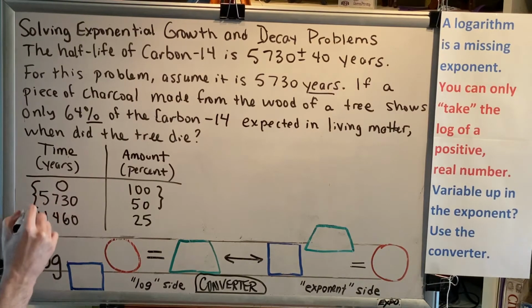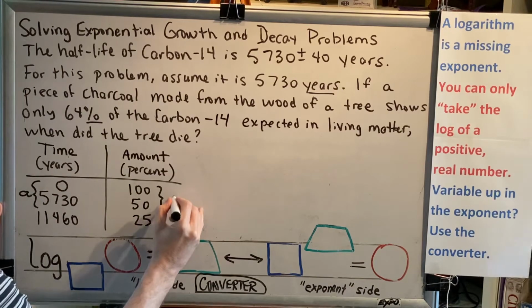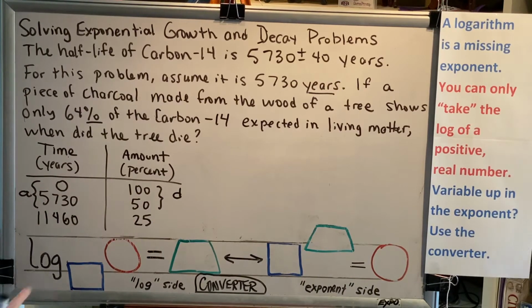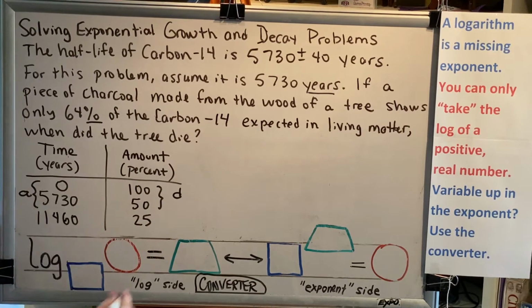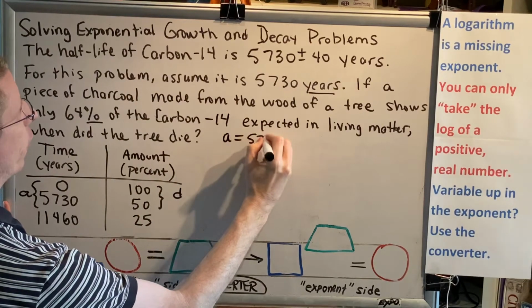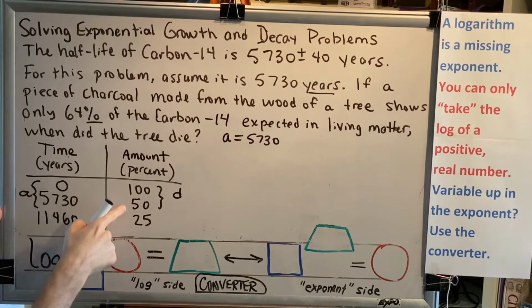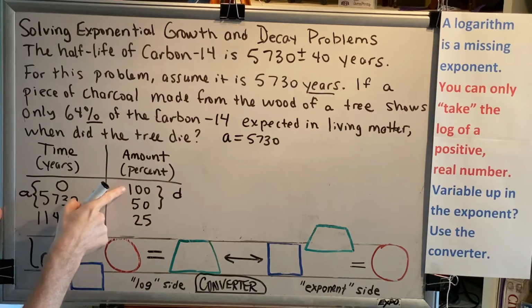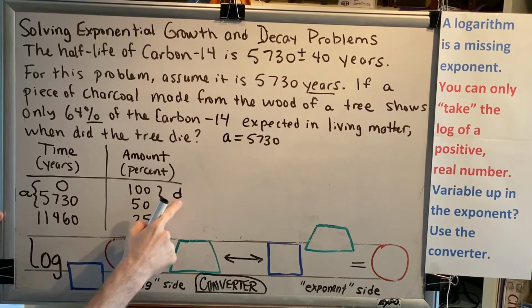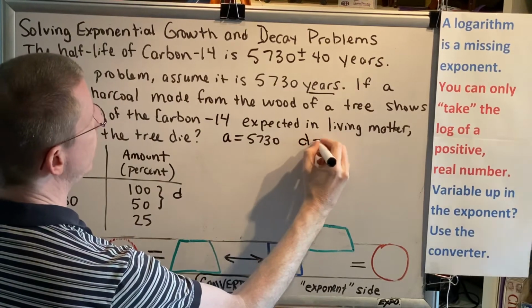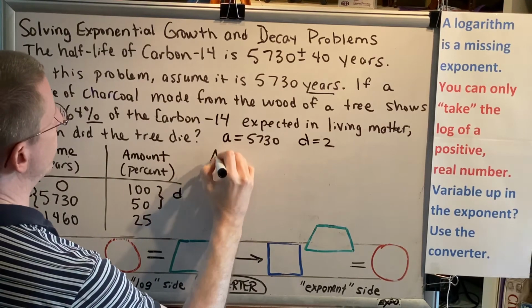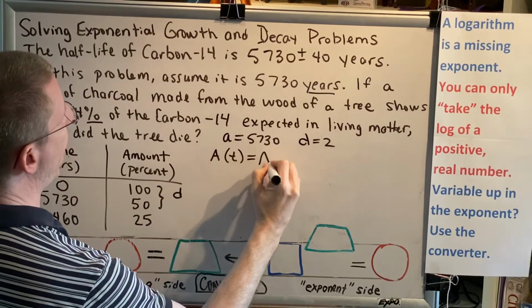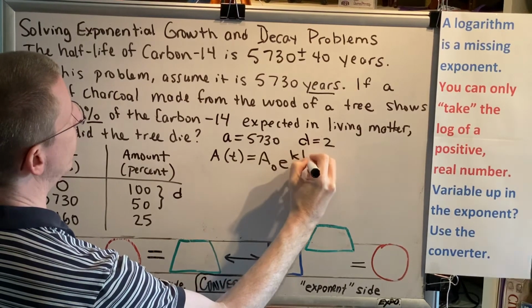So the first thing we want to determine is the adder A and the divider D. We can see that as we move down the chart, we're adding 5,730 over and over and over. So A is equal to 5730. And if we look here, this is decay, 100%, then only 50%, then 25%. So what's the pattern? What do you have to do to 100 to turn it into 50? Well, you have to divide it by 2, so the divider D is equal to 2. Our exponential law equation says A of t is equal to A naught e to the kt.